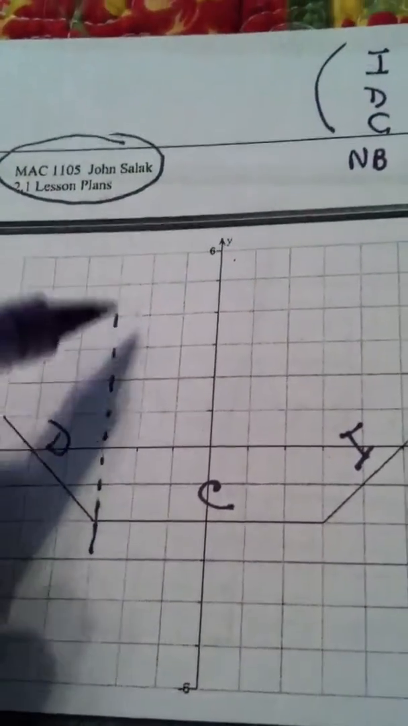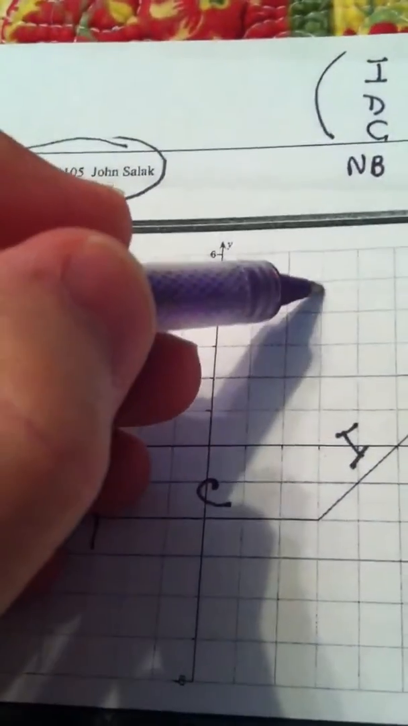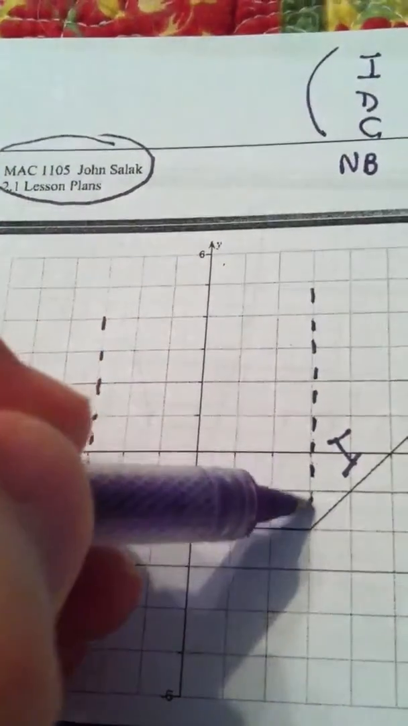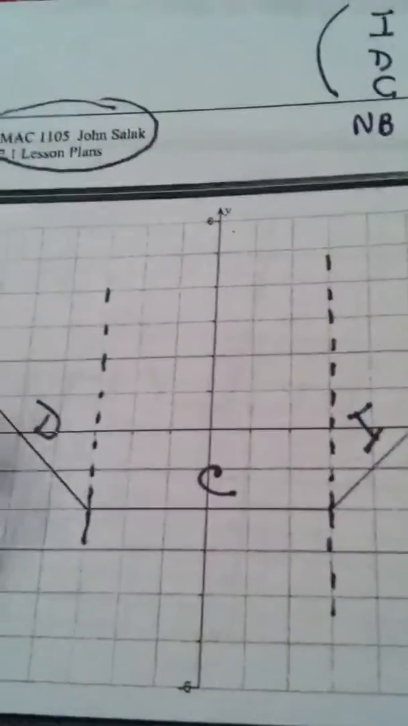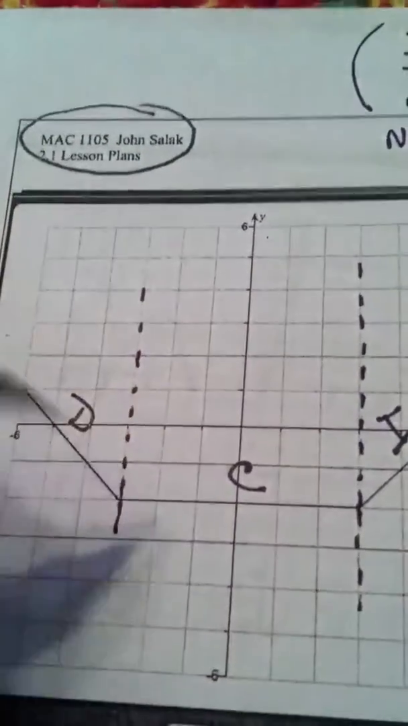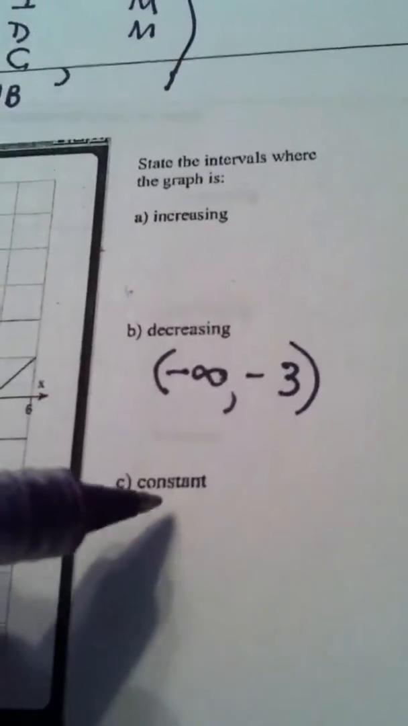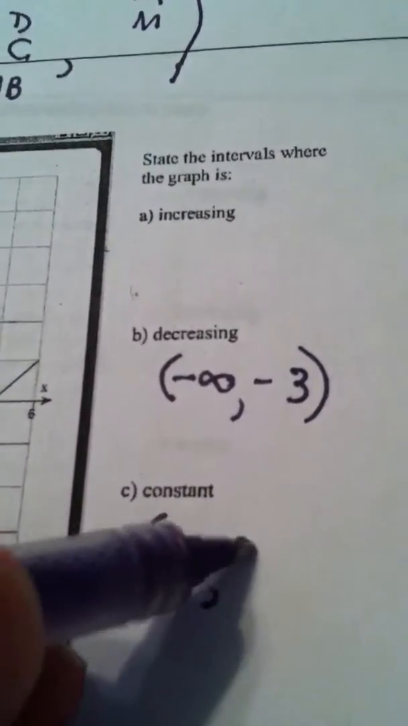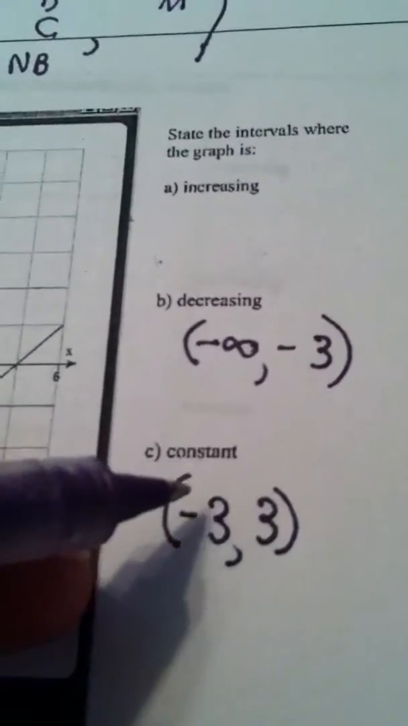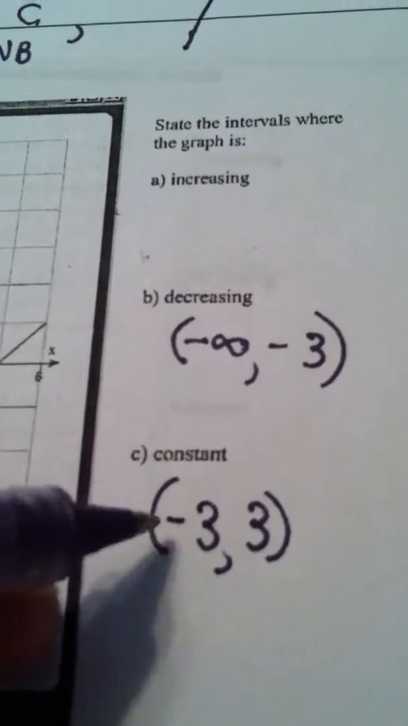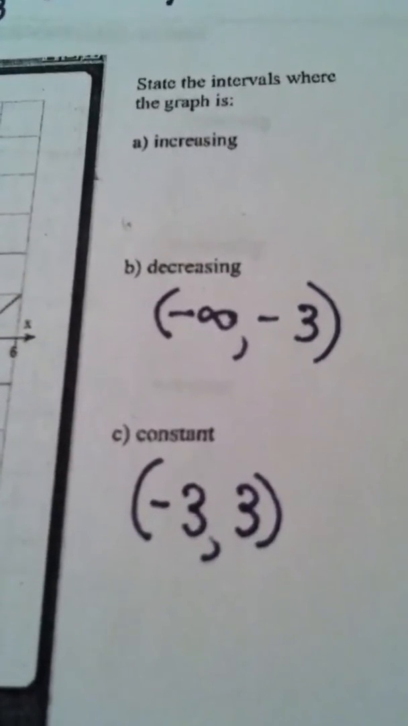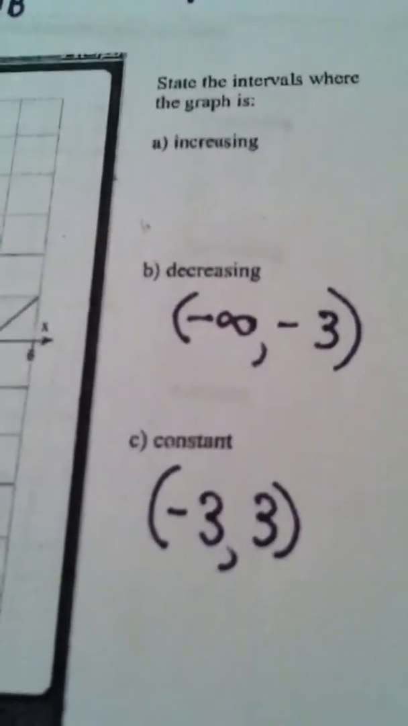Between this vertical line and this vertical line, because those are x values, the graph is constant, right? It stays level. And that would be from negative 3 to positive 3. So the graph is constant from negative 3 to positive 3. And notice these are not brackets. You're not including the 3 or negative 3. You're increasing, decreasing, or constant over an open interval.